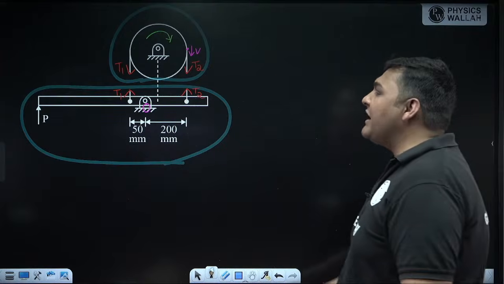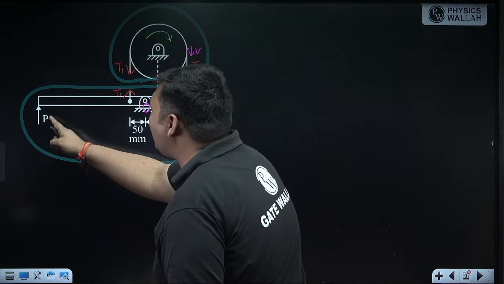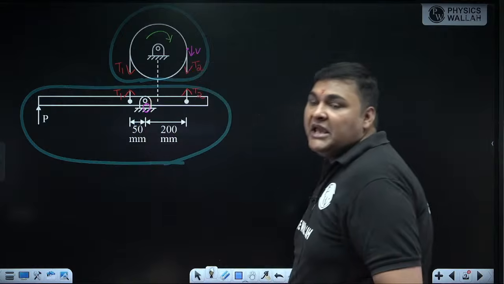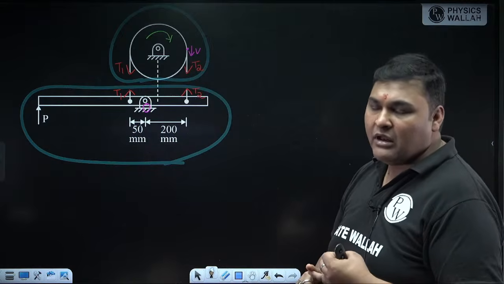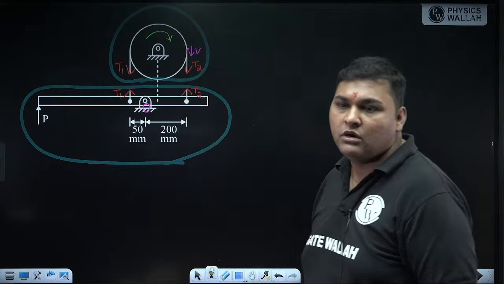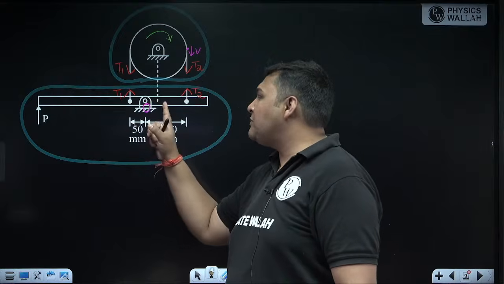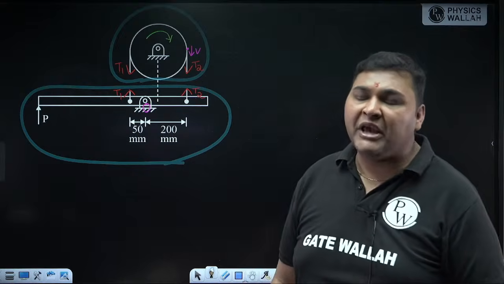Now, whatever direction of braking effort P, we are getting a direction of movement for braking effort P about O. If the same direction of movement about O we are getting either due to T1 or due to T2, then it will be a self-energizing brake.